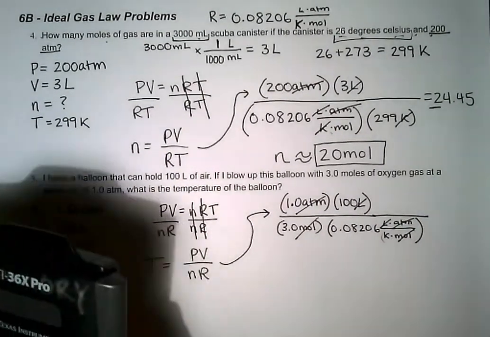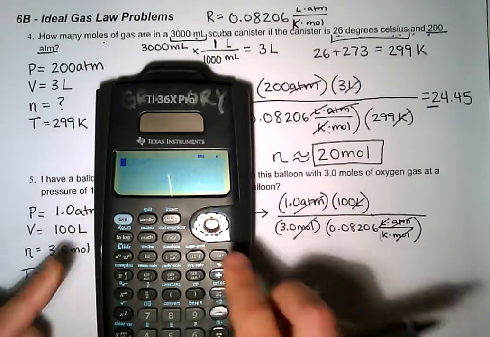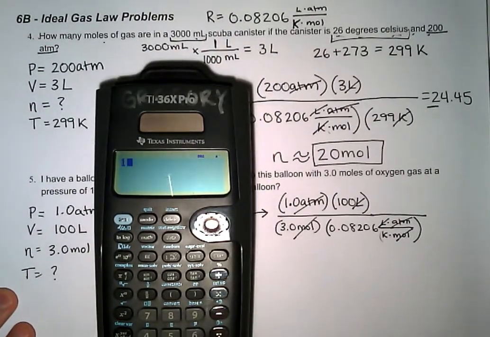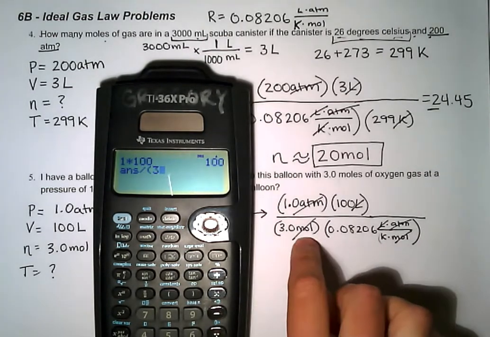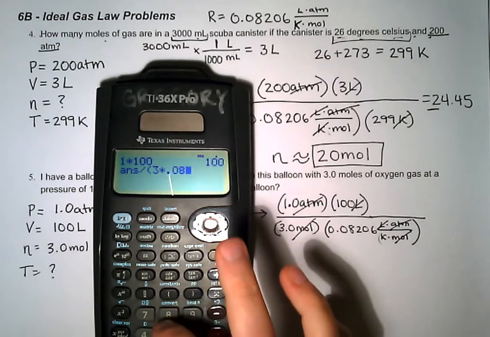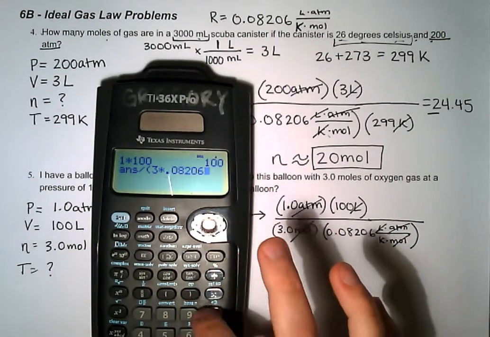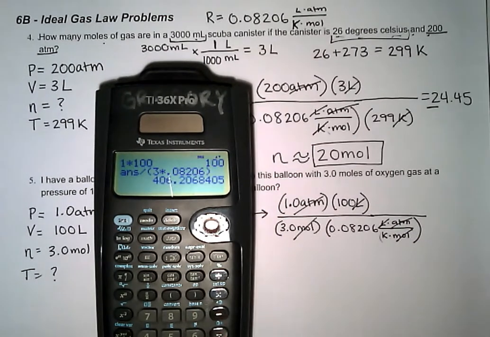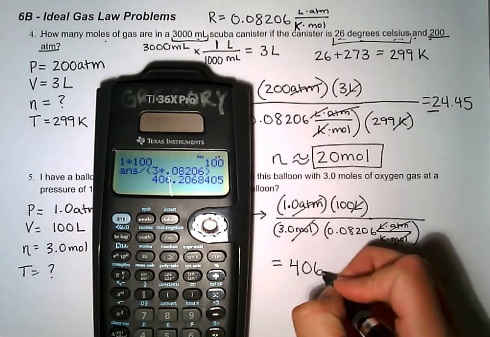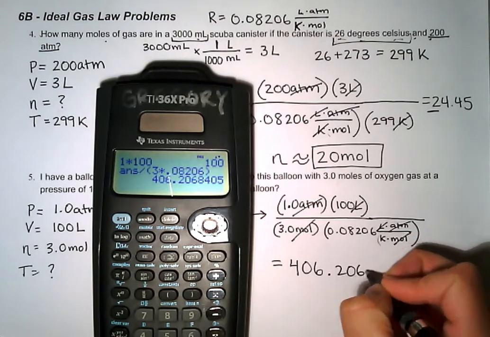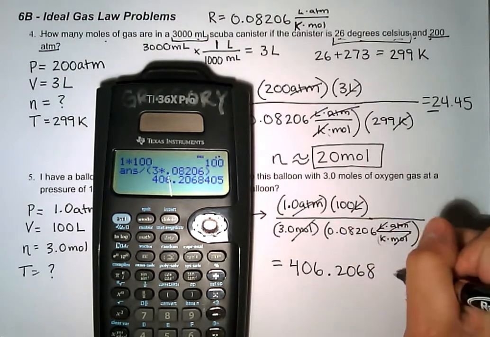Straighten that out a little bit, get our calculator out. So we have 1 times 100 on top, that's easy, and then divided by the stuff on the bottom, which is 3 times 0.08206, close my parentheses, and hit enter. So this gave me 406.2068, and this is in Kelvin.